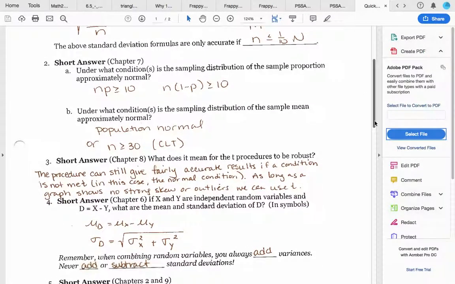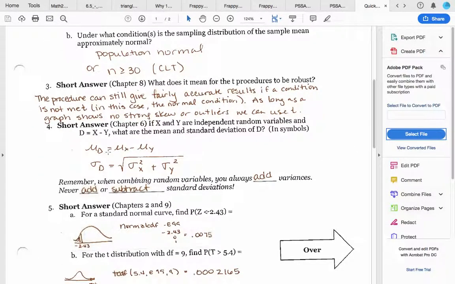What does it mean for the T procedures to be robust? So if it's robust, if you remember, it was the normal check back in chapter 8, where the normal check maybe wasn't met, so we didn't know if the population was normal or we didn't know if the sample size was greater than or equal to 30, so the central limit theorem could apply. So we would look at a graph, and we were just making sure that we didn't have any strong skew or outliers. And remember, it wasn't that we were trying to ensure that the graph looked perfectly normal. Was there anything on the graph that would make us think the population might not be normal?